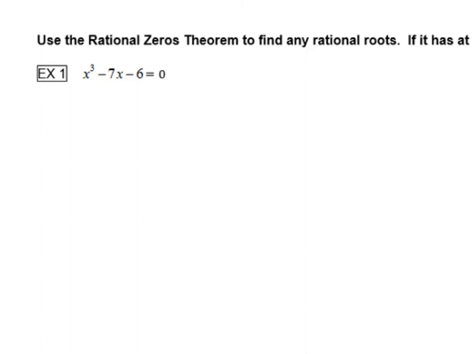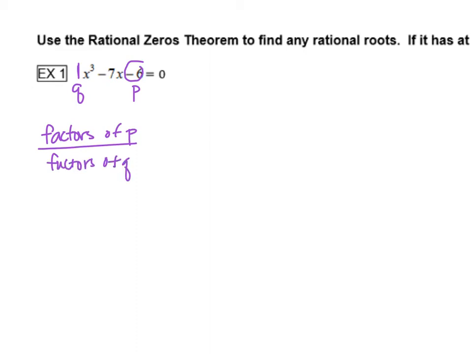Our leading coefficient is 1, that's going to be your q, and your constant term on the end is negative 6, that's going to be your p. So basically what we're looking at are factors of p over factors of q. Or we can actually put those numbers in.